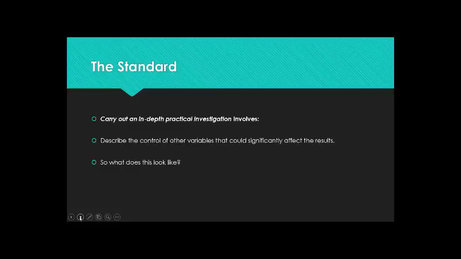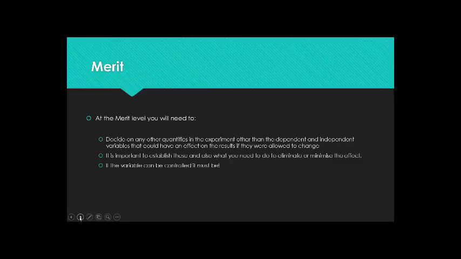When we get onto our in-depth practical, we've got to describe the control variables or other variables that could have significantly affected your result. So what other quantities in your experiment, other than the 2 that you have measured as your dependent and independent variable, could have had an effect on the result if they were allowed to change? Now the important thing here is that you don't just trot out a whole load of, well, this could have changed, this could have changed. You've got to think about these as you're doing your experiment, because what they're looking for at the merit level is for you to minimise the effect that these things could have before you started taking your results.